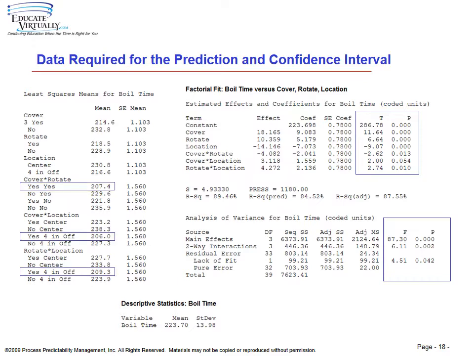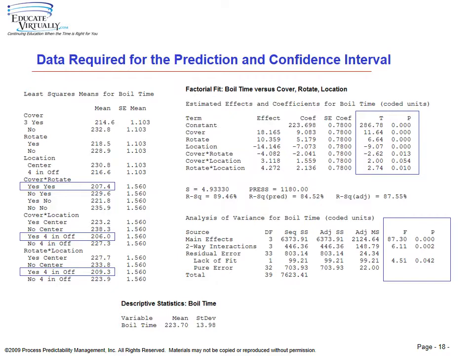Next, we'll take a look at the level average settings for those best combinations that we have in the interactions. So when we covered and rotated, we wanted yes, yes. That gave us a value of 207 seconds. When we had cover and the 4 inches off center, we saw that we had a boiling time of 206 seconds. And when we rotated and were 4 inches off center, we had a value of 209 seconds. Those are all the lowest level average settings that we had for all of the combined effects. Notice that they are lower than any of the single effects taken alone.